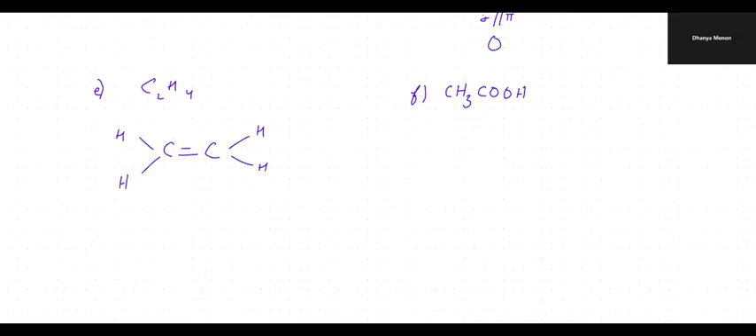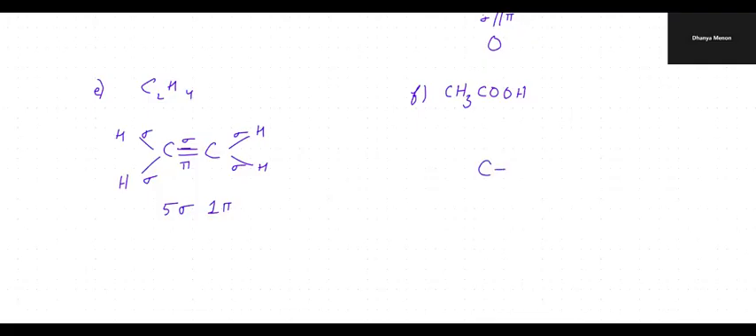ethene, okay? So if there's a single bond, straight away sigma bonds. And if there's a double bond, one is a sigma bond, other one is a pi bond. So how many sigma bonds are there? 5 sigma bonds, and how many pi bonds? 1 pi bond.